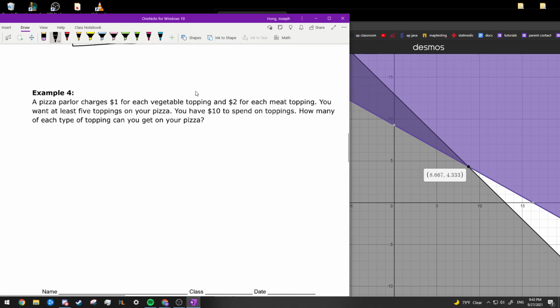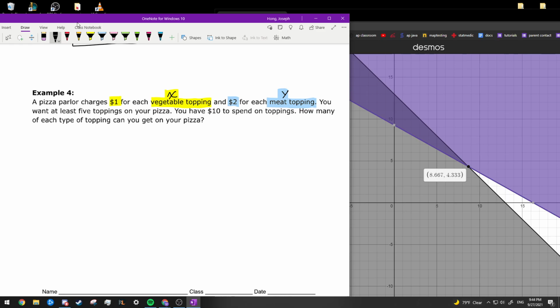Here we go. The last question before we end it. It says a pizza parlor charges $1 for each vegetable topping and $2 for each meat topping. So I'm gonna just say vegetable is X. I just love using X and Y a lot for these equations, because Desmos does not like you using different letters. So you should try using X and Y as much as possible. So meat, I'm gonna say Y. If you're vegetarian, I'm sorry. Just know that the $1 is associated with the vegetable topping and the $2 is associated with the meat topping.